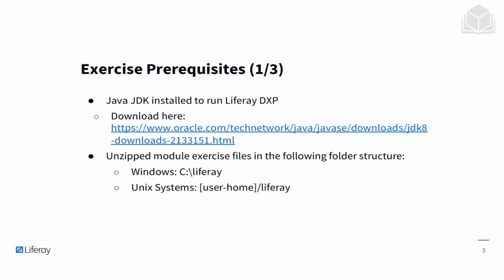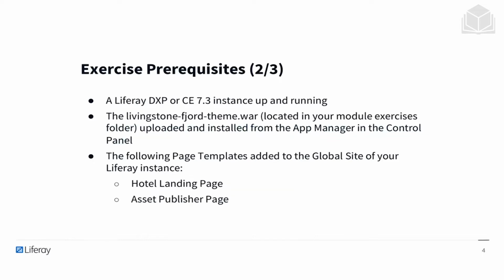Before getting started on the next exercise, we'll need Java JDK to be installed and run on Liferay DXP. The download link is provided below. We'll then need to unzip the module exercise files in the folder structures listed in either of the last two bullet points, depending on your operating system. We'll also need an instance of Liferay DXP or CE 7.3 up and running. The Livingstone Fjord theme WAR file should be uploaded and installed from the App Manager in the control panel. The WAR file is included in the module's exercise folder.